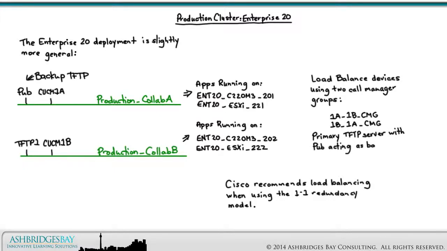For our CUC deployment, our CUC publisher CUC1 will be on Collab B, and the subscriber CUC2 will be on Collab A. Cisco recommends that you do not put all of your publishers on the same server.